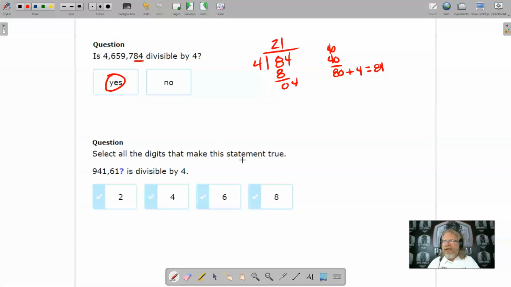Here we have select all the digits that make the statement true. So for the rule of 4, it's the last 2 digits. So we have a 1 and a 2. Is 12 divisible by 4? Indeed, that is correct. A 1 and a 4. Is 14 divisible by 4? No, it is not. So 4 won't work. What about a 1 and a 6? Is 16 divisible by 4? Indeed it is. 4 times 4 is 16. So 6 would work. And what about 18? Can I count by 4s and get to 18? Indeed I cannot. So 8 would not be a correct answer.